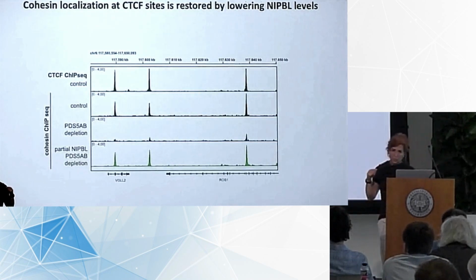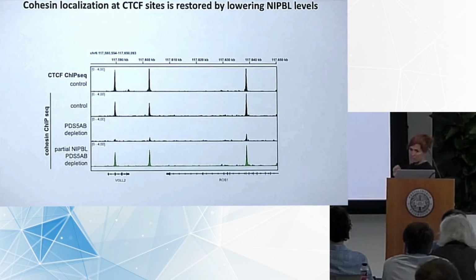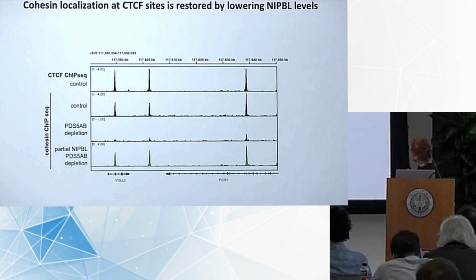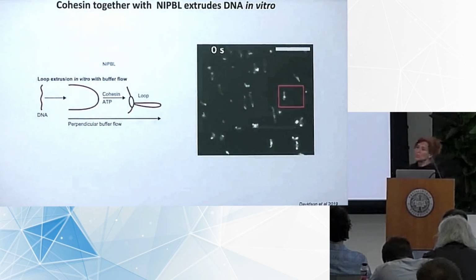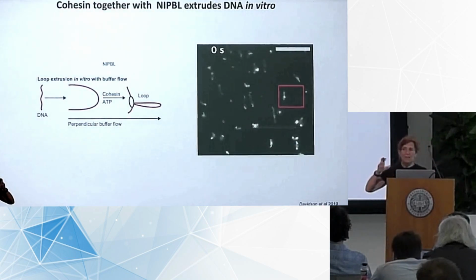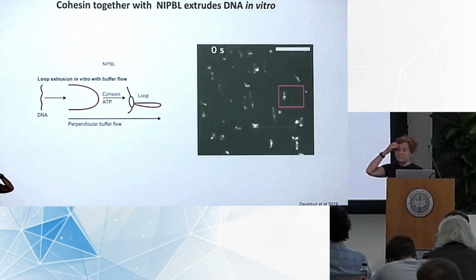Moreover, if we now perform ChIP-seq in these different situations, you see in the control cells, then upon PDS5AB depletion, these peaks go down. However, if we now partially deplete NAPBL, at least in some regions, it looks like there is more accumulation of cohesin at these sites.